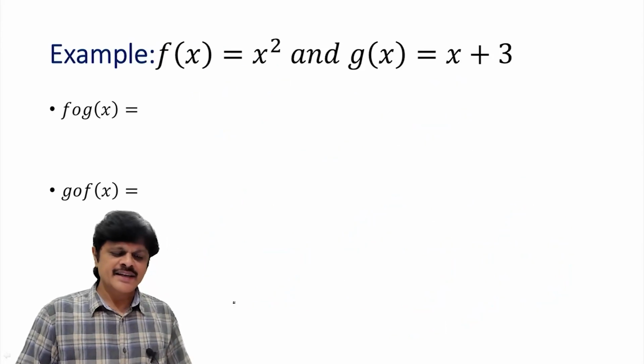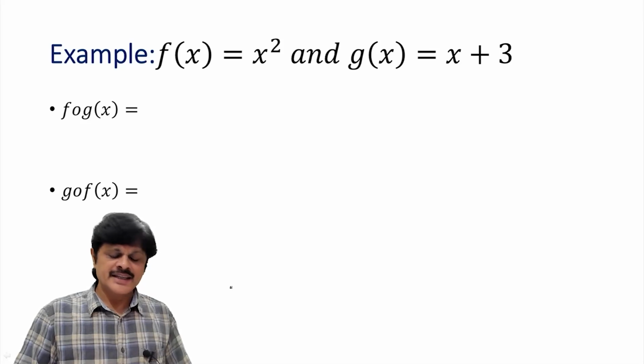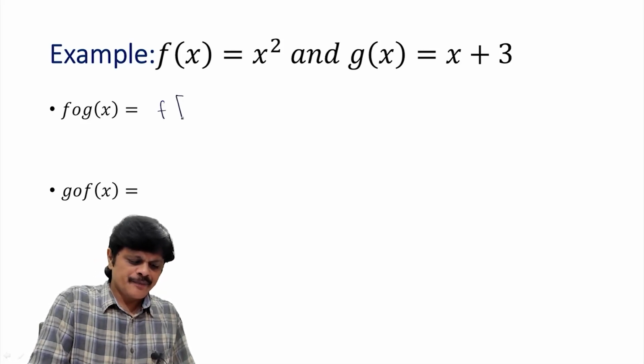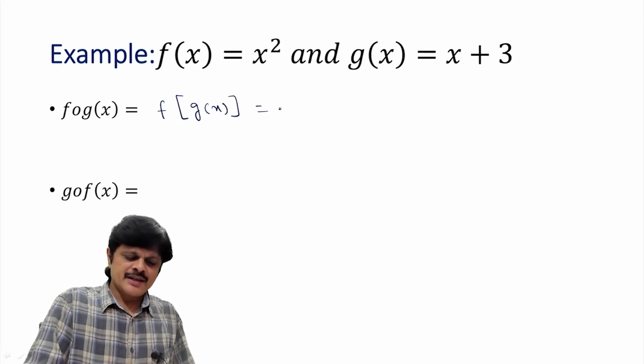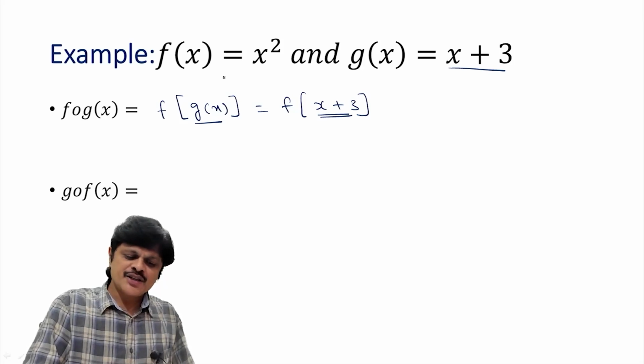Now look here, f(x) is given as x square and g(x) is given as x plus 3. f circle g of x and g circle f of x we need to find. Now what is f circle g of x? f of g of x. See, what is g(x) here? g(x) is x plus 3. Just put x plus 3 here. Now what is the nature of the function f(x)? Whatever argument you give, it will square that. So this argument will be squared. That is x plus 3 whole square you are going to get.